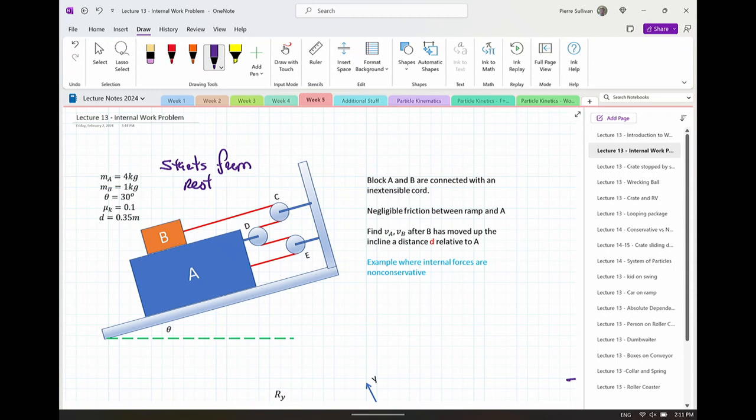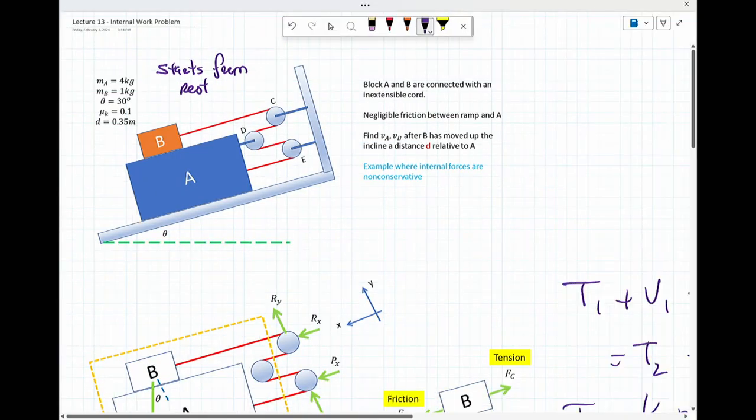So this is one of those weird problems that you won't see very often, but it's useful to do an example on. You have, starts from rest, mass of A is 4 kilos, mass of B is 1 kilo, theta is 30 degrees, mu k between block A and block B is 0.1. Between A and the ramp there is no friction. Distance is 0.35 meters.